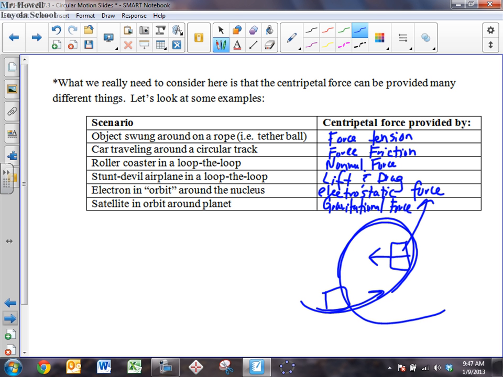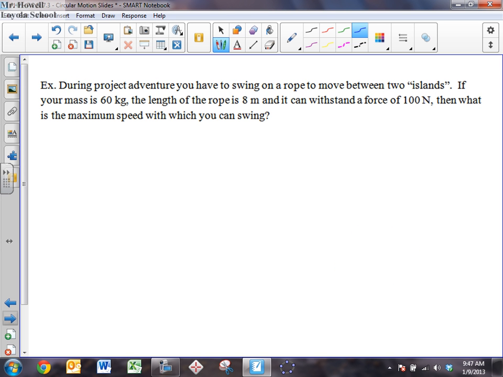You can expect this to be a short answer. I'll tell you right now, in the test on Friday, maybe give 3 examples of centripetal force in 3 situations. Okay? I'm telling you now that you can expect it. Or maybe a multiple choice: which of the 4 examples here might not be an example of centripetal force? So this is a theoretical kind of problem, but it's good to know that it's provided by different things depending on the scenario. Let's go to an example problem now.